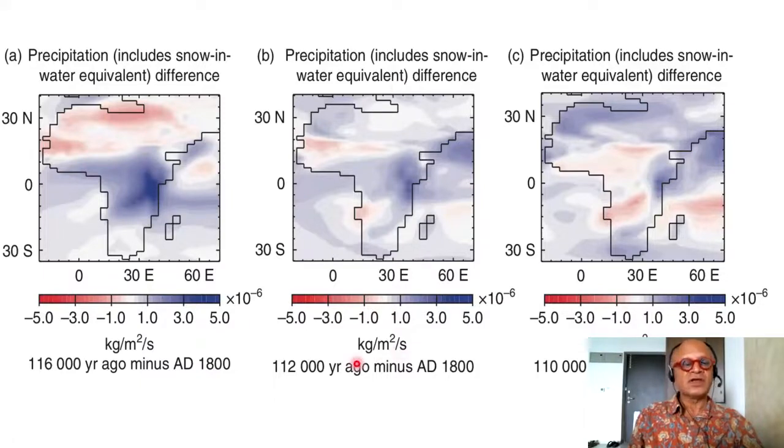Here, this is for 112,000 years ago. You can see some drying happening, but some wetting happening here. And this is at 110,000 years ago. Some band of wetness remains, but you have more drying happening in these bands here, but more wetting happening here.